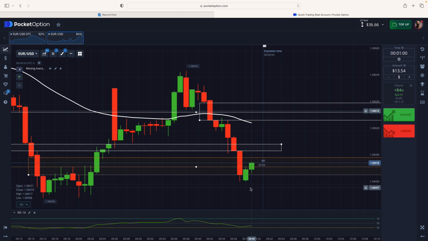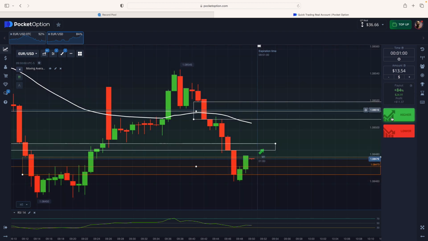Okay, pardon me. It closed green. Hallelujah. Oh, now remember, this is the fair value gap also.